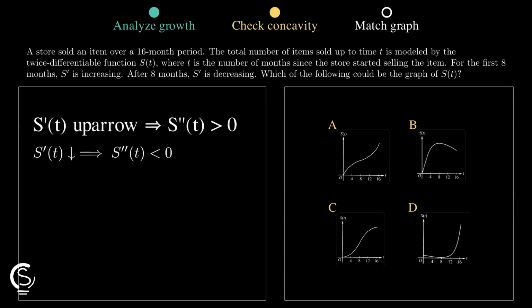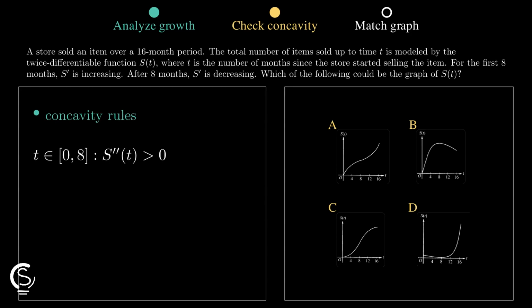The change from increasing to decreasing S prime at 8 months marks an inflection point. We need a graph that switches from concave up to concave down exactly at 8. Boom!